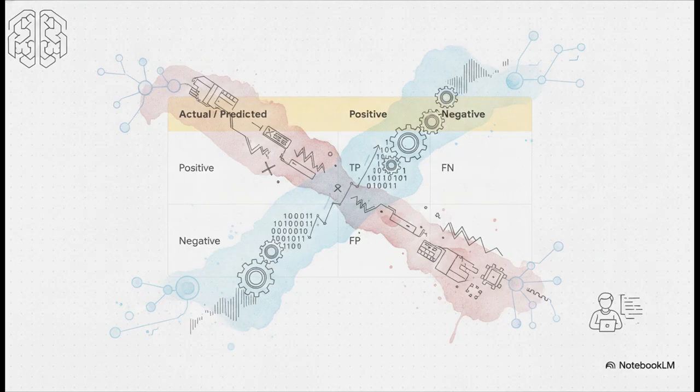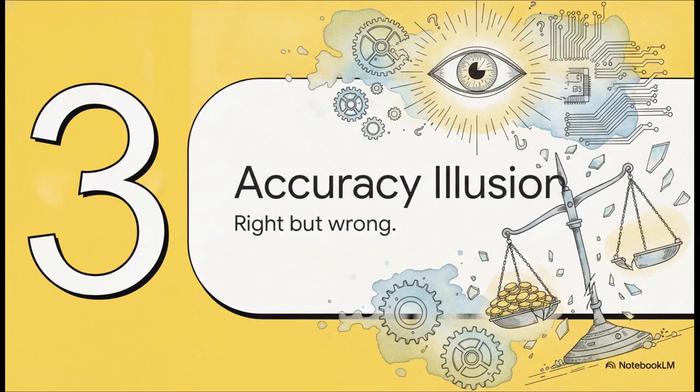The mistakes, though, the false positives and those really dangerous false negatives we just talked about, well, they fall on the opposite diagonal. By just glancing at this grid, developers can instantly see exactly where and exactly how often the AI is making errors. Let's jump into section 3, the accuracy illusion. This is all about when being right is actually completely wrong.